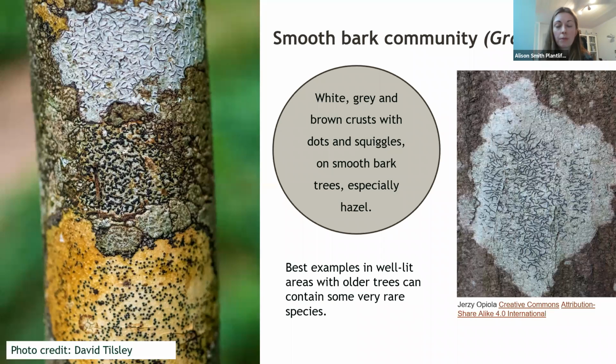Okay, so those are some of the different lichen communities. You can see they've got different ecological requirements, slightly different climatic conditions that they need, as well as different substrates, but all of them generally needing quite a lot of light, and all of them needing that ecological continuity.